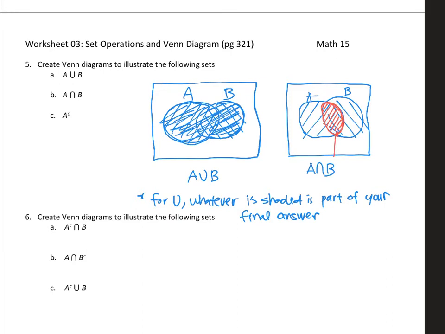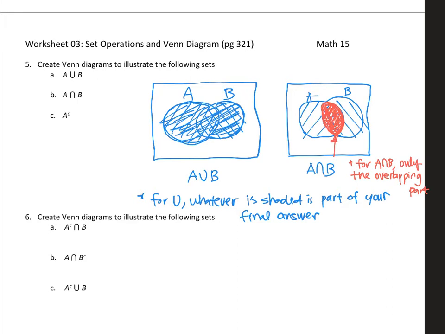So on the exam, when you have a Venn diagram question, it's hard for me to know which one you meant to have as a final answer. So you want to shade it even darker so that I know it's the final answer. So for intersection, only the overlapping part. So it has to be shaded twice. This part was shaded by A, and it was shaded by B.